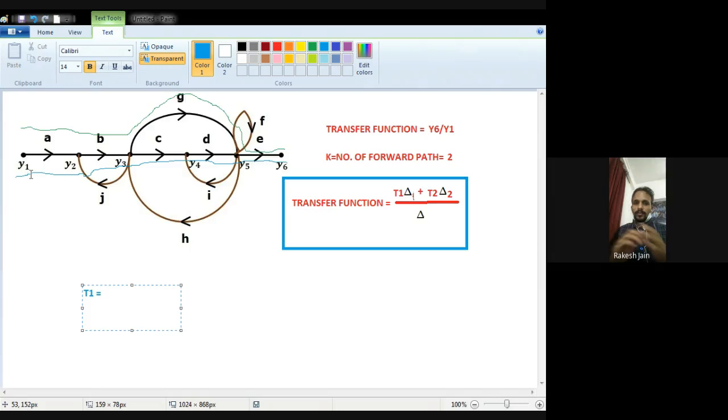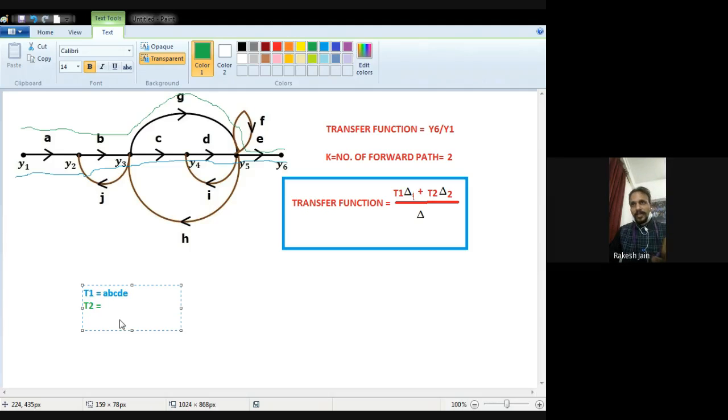Now T1 is what? In this question, the blue color line which shows the forward path in the diagram, I write down now with the same color, so that you will not be skeptical about how they are different. So now see, from the y1 we start. First is A, then B, then C, then D, and then E. So A, B, C, D, E is my gain.